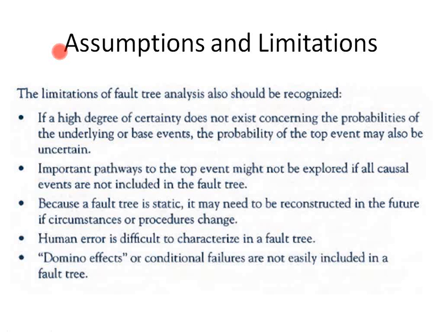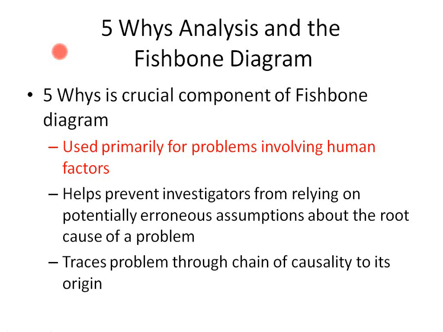As for the limitations, a high degree of certainty does not exist concerning probabilities of underlying or base events. How do we really know the probability? These are really estimates in many cases because we may not have past experience with it. Important pathways to the top event might not be explored if all causal events are not included in the fault tree. How many things can you include? You're going to have a whole board full of things up there. Fault tree is static, human error is difficult to characterize, and the domino effects of conditional failures may not be easily included.